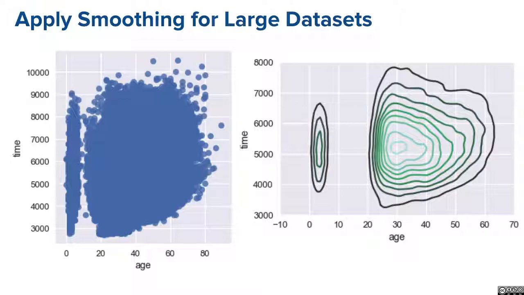On the right-hand side, I've applied what's called a kernel density estimator to the data, which essentially smooths out this chart so you can see that there is a big peak here at around age 30 and time 5,000. And we see here that the contours show the rough trend of the data as you move to the upper right-hand side of this plot. Okay, so smoothing is a technique that we use for large data sets, because when we have large data sets, we often have to deal with the issue of overplotting.